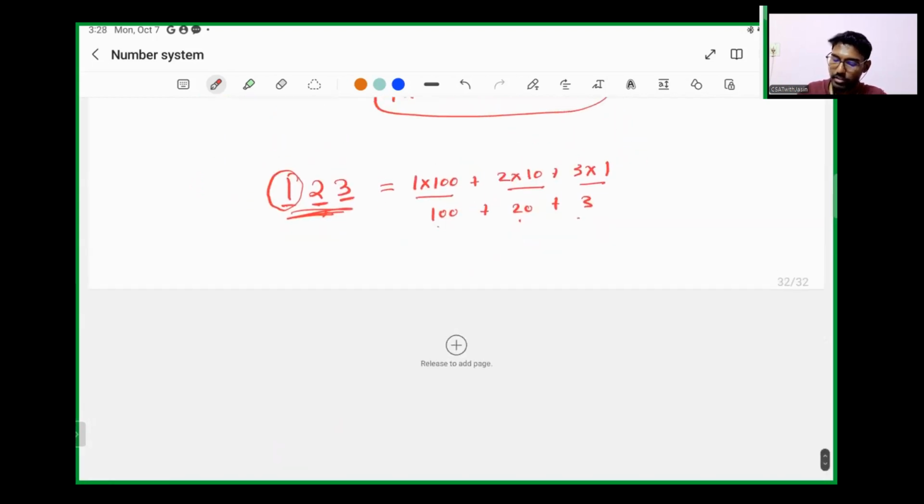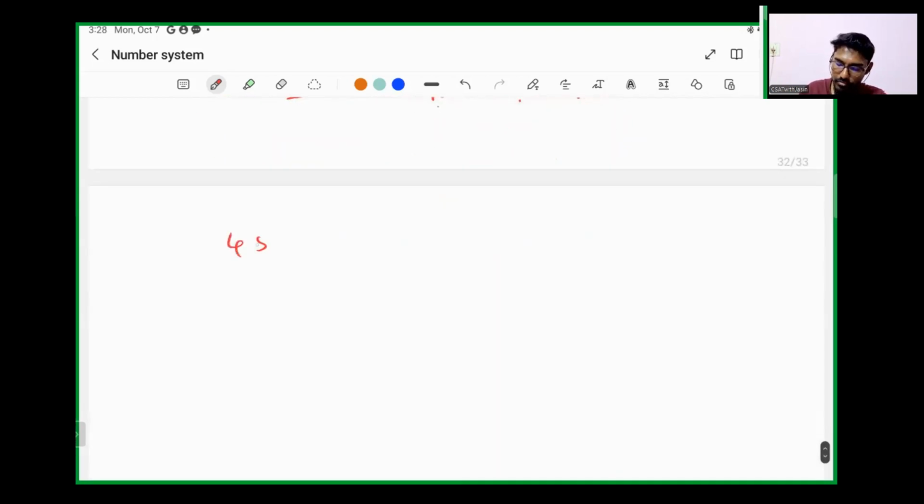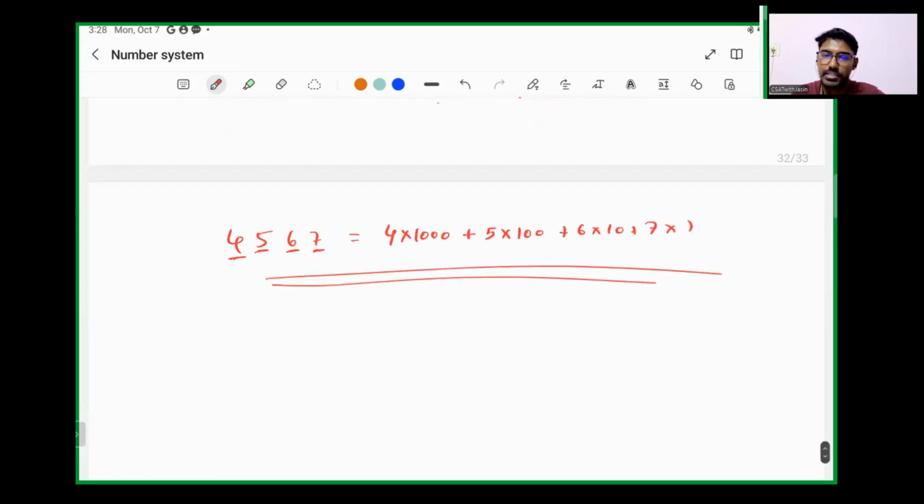Now if I take a 4-digit number, let's say 4567, you can write it as 4 into 1000 because there are 4 digits. This is unit place, this is 10th place, this is 100th place, and this is 1000th place. So 4 into 1000 plus 5 into 100 plus 6 into 10 plus 7 into 1. So this is the place value. Is it okay? Now you can use these place values to tackle some kinds of questions.